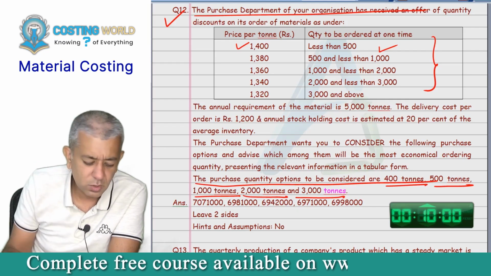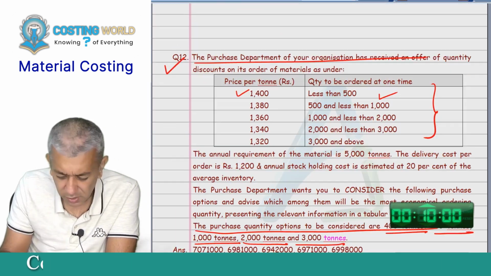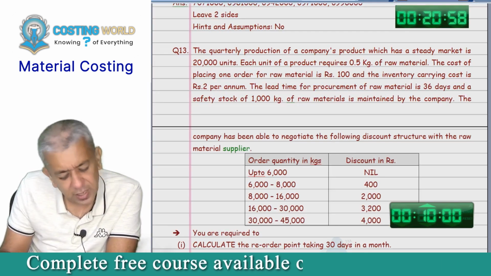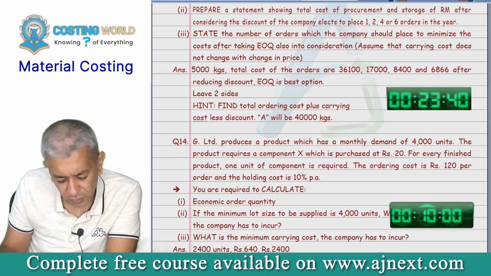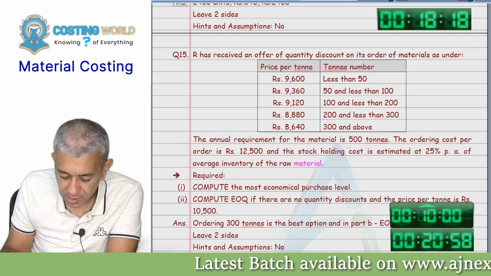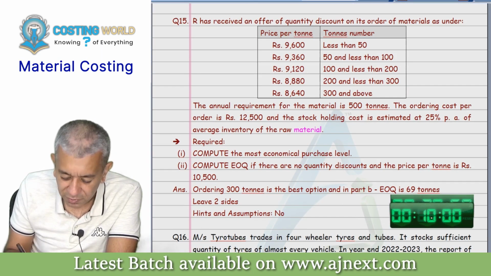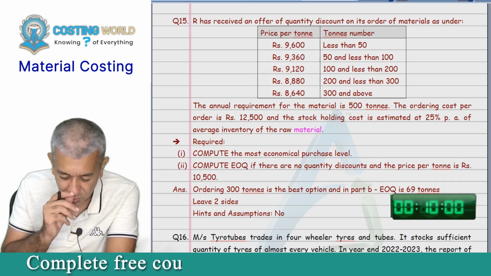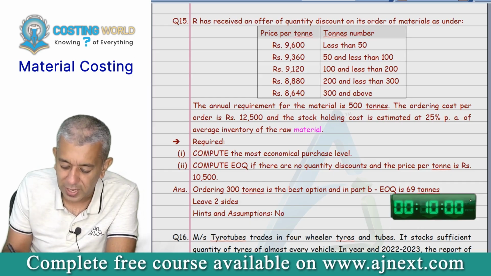Okay, so this question you will take for homework. Question number 12, leave 2 sides. Question number 13, leave 2 sides. Question number 14, leave 1 side. So leave 5 sides. You all start with question number 15. That will be similar to our current question. Please start. Your 10 minutes starts now.